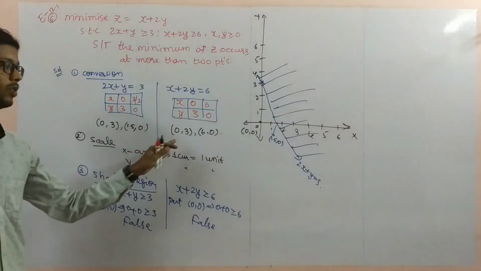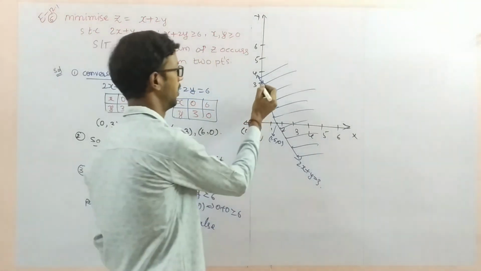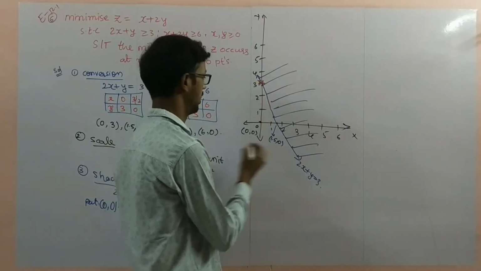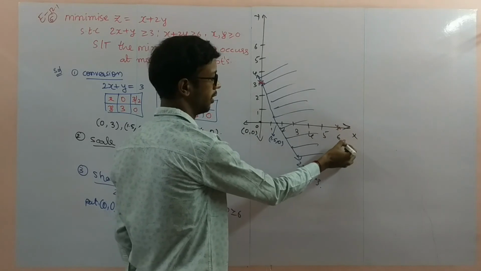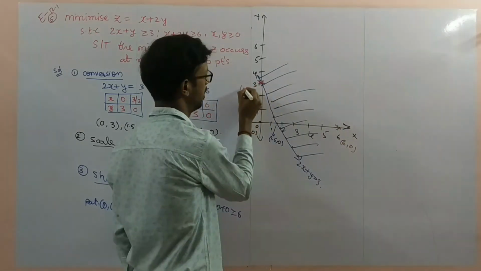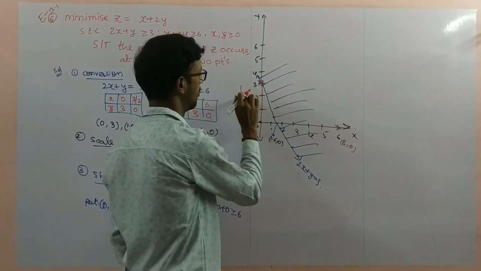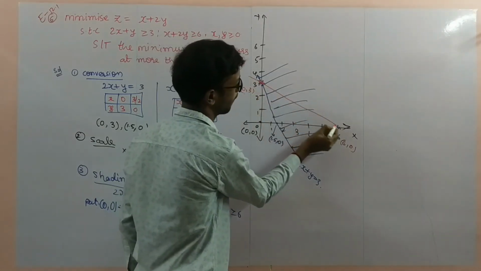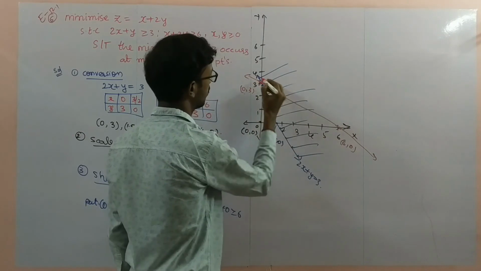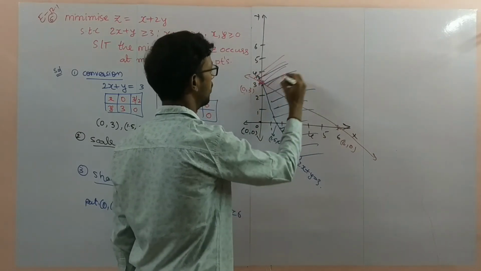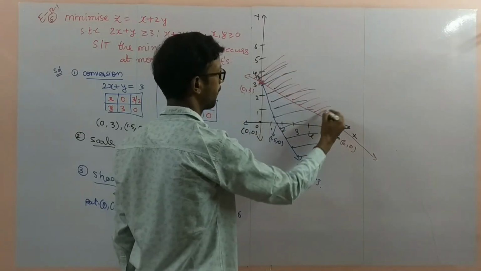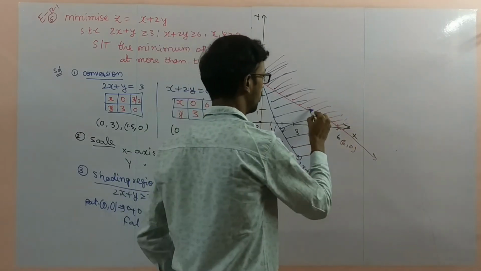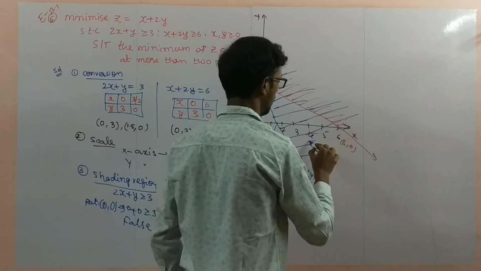Next, (0, 3) is one point, the same point as before, and (6, 0) is another point. Join them. Again, the shading region is above the line, if we extend this one.